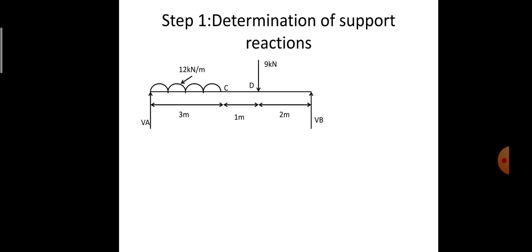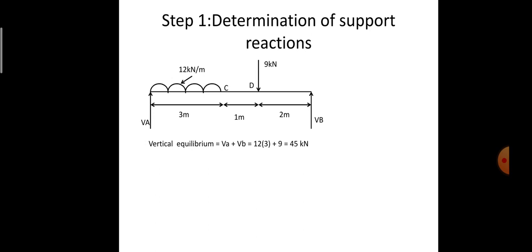First and foremost, the equilibrium condition is sigma H, that is the summation of all the horizontal forces is equal to 0. Since you can observe over here, you don't have any horizontal forces, so automatically the first equilibrium condition is satisfied. The second equilibrium condition is the vertical equilibrium condition, that is the summation of all the vertical forces will be equal to 0. So here the upward forces are equal to the downward forces.